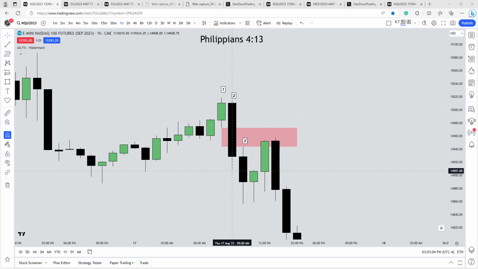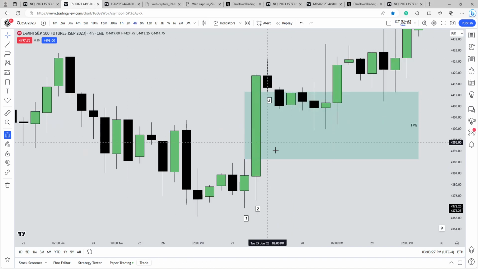So it creates an imbalance because it only delivers to the downside. ICT talks about these areas acting as potential resistance. As we can see right here, it retests that area as resistance and heads lower. So this is what a bearish fair value gap looks like. Let's move on to a bullish one.